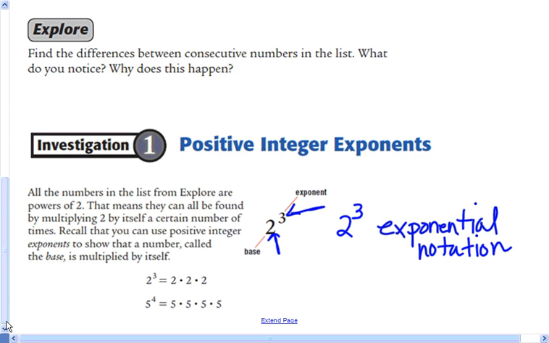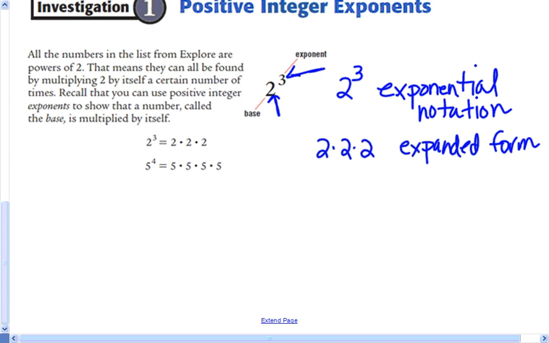Now, the exponent 3 tells us how many times to multiply that base. So it's equivalent to this. When we write it like that, that's called expanded form. And that has a value. 2 times 2 times 2 is 8. That's called the standard form, or standard notation.